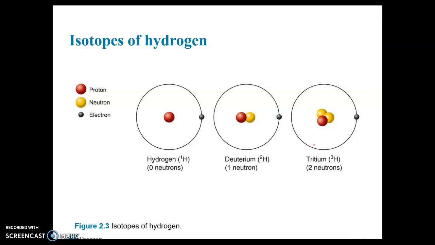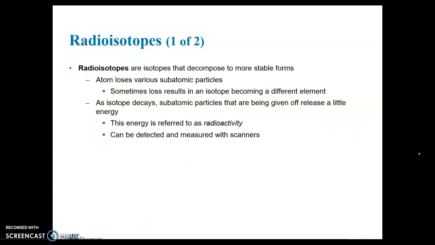Hydrogen is a good example of an element that has different forms called isotopes, and you can see the different forms here. The most common form of hydrogen is called hydrogen, and it has no neutrons, so its atomic number is 1 and its mass number is 1. The isotope of hydrogen that we call deuterium still has an atomic number of 1, but it now has a mass number of 2 because instead of 0 neutrons, it has 1 neutron. And tritium, another isotope of hydrogen, has an atomic number of 1 because that never changes, and a mass number of 3 because there are 2 neutrons.